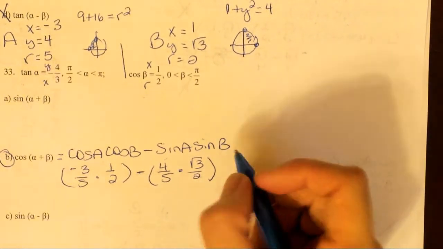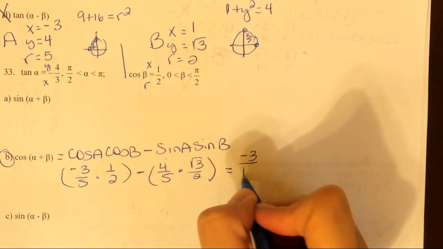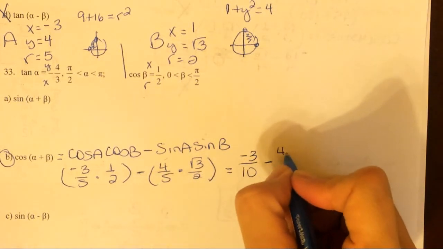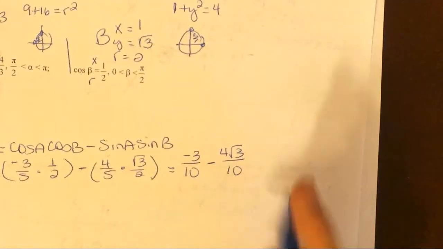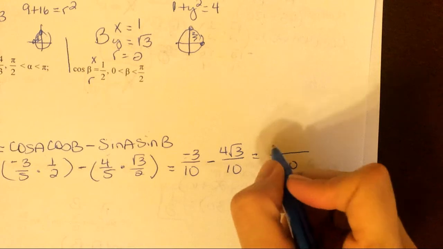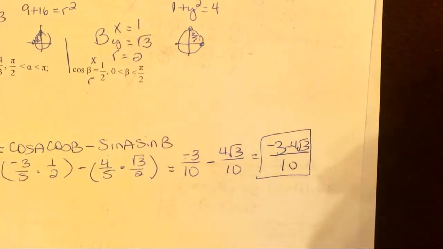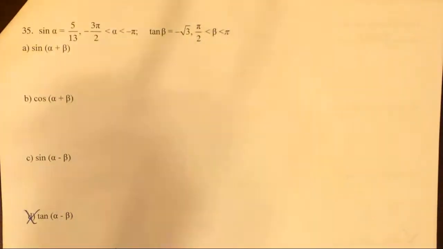Now I'm going to multiply my fractions and then subtract. Top times top gives me negative 3. Bottom times bottom gives me 10. Minus top times top gives me 4 root 3. Bottom times bottom gives me 10. These are not like terms on the top. I already have my common denominator, so I just write these side by side. Done. Okay, and you're going to do the same thing when you come over here to problem number 35. I'm going to go look at one on the back real quick.